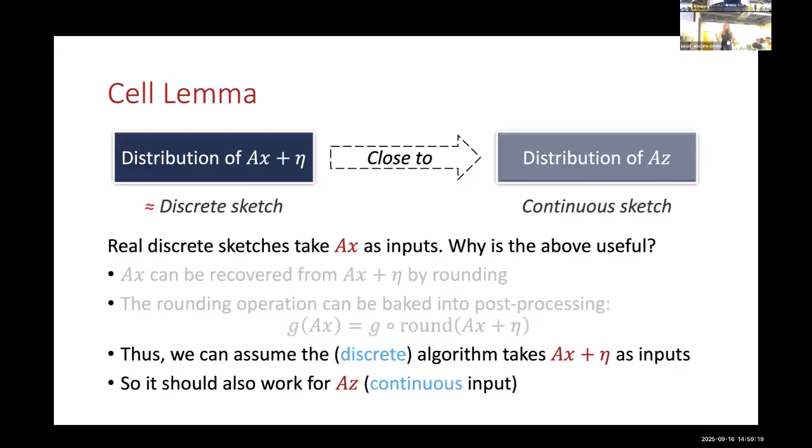Then we can assume that the discrete algorithm actually saw AX plus eta. So in particular, the algorithm should also work if it sees A times Z, which, as we said, is very close to AX plus eta. So this completes the proof at a high level of the lifting theorem.